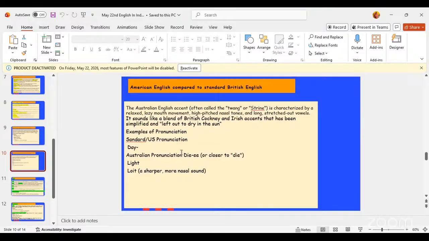Examples of the pronunciation: in standard US pronunciation, day. In Australian pronunciation it is die, or closer to die. Light is called light, a sharper or more nasal sound of light, and in Australia it's called I, and then we call it light. That's how the pronunciations are compared to the American or the British English.